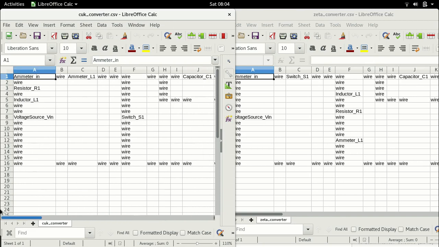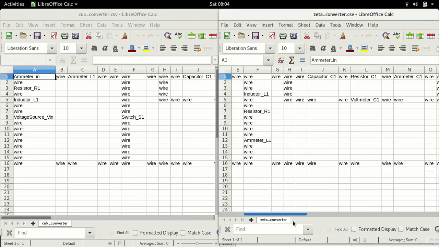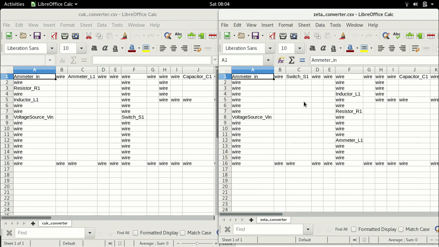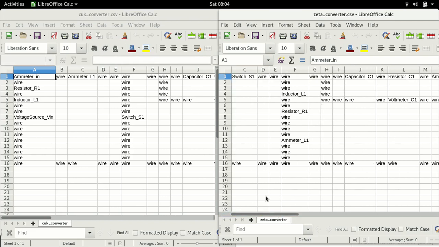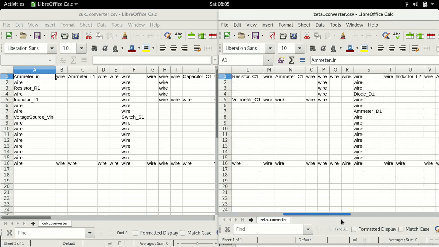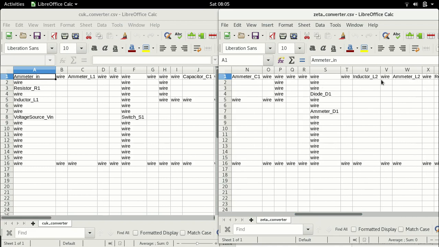In the case of a ZETA converter, when the switch is turned on, the capacitor is being charged by the input voltage, right? Here the capacitor was discharging. Here the capacitor is being charged. The inductor is charged, the capacitor is charged. And along with the capacitor being charged, this inductor also is in the forward path, that is also being charged.